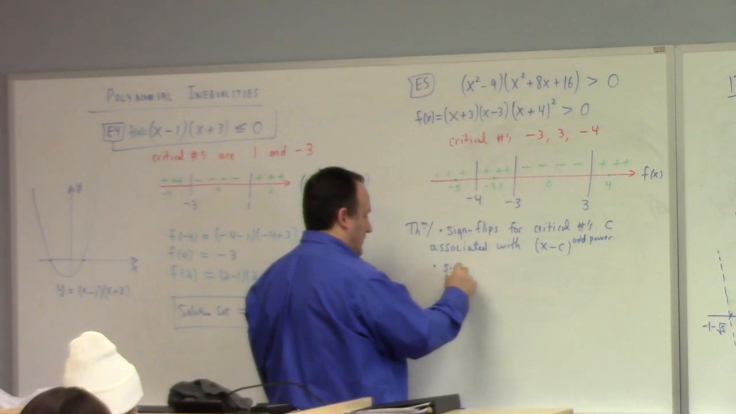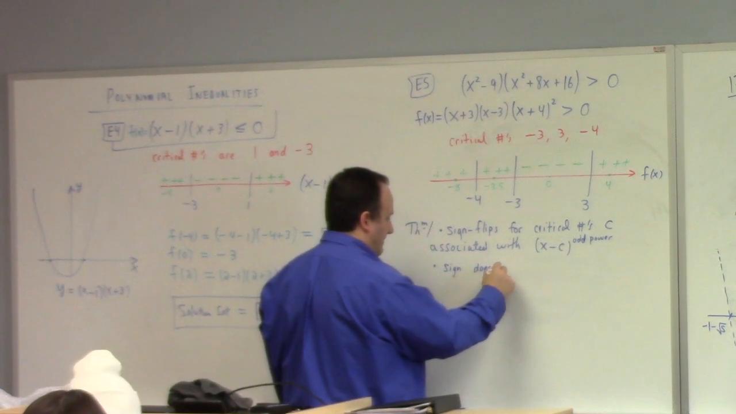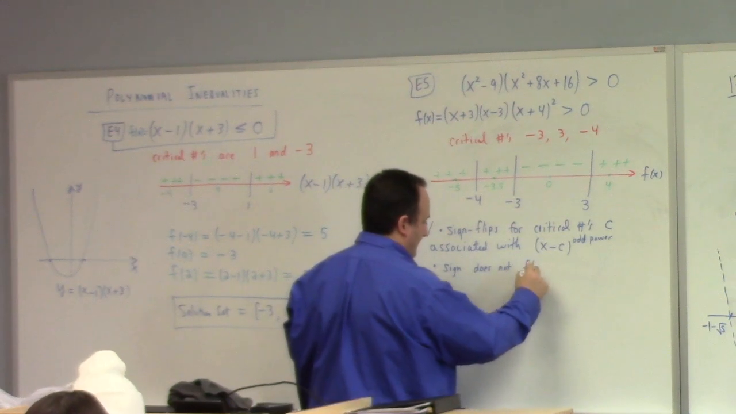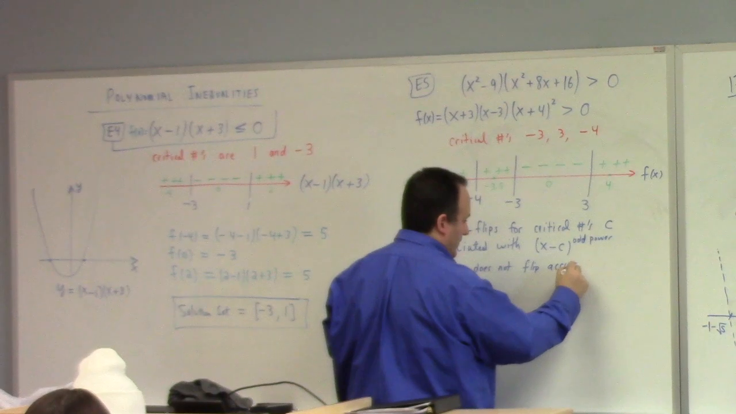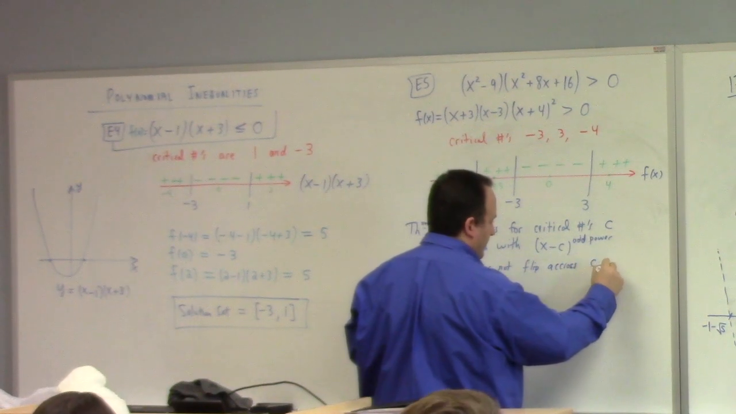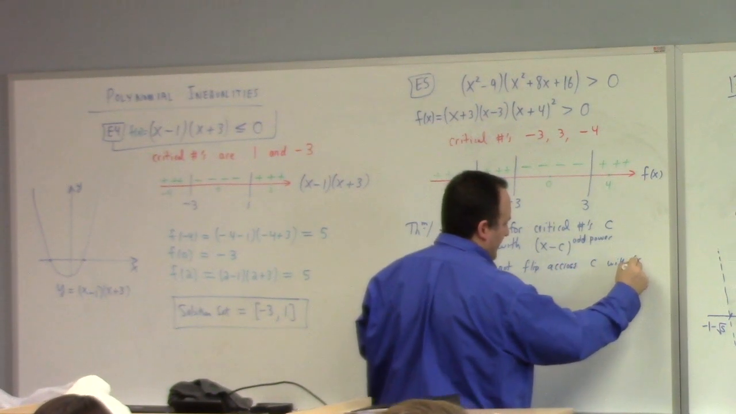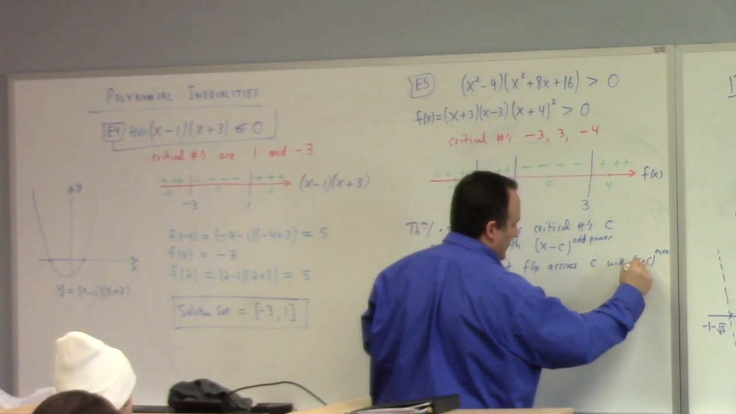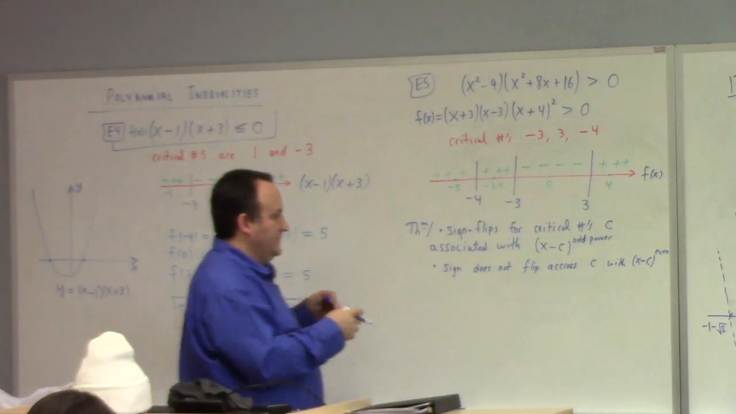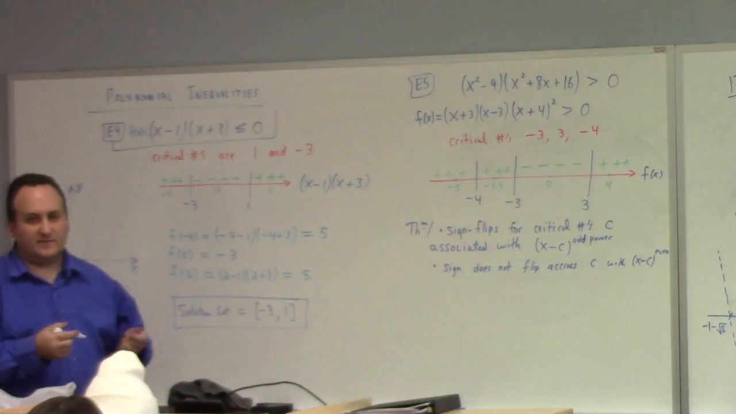Sign does not flip across c with x minus c to an even power. So how's that theorem? I call this the sign flip theorem.